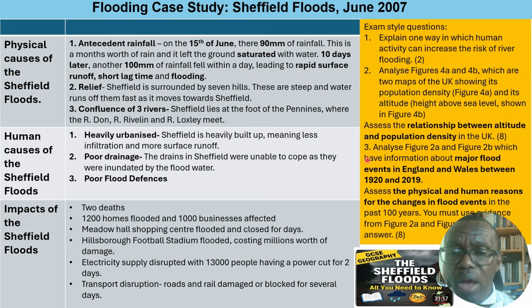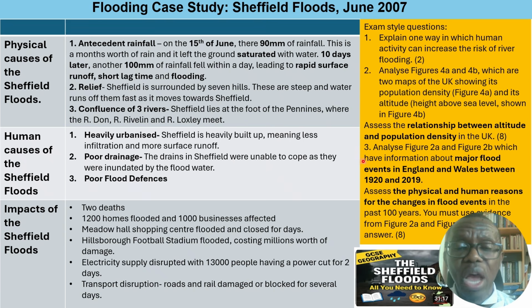And then another question here that is an 8 marker, number 3 here. Analyze figure 2a and 2b, which have information about major flood events in England and Wales between 1920 and 2019. Assess the physical and human reasons for the changes in flood events in the past 100 years. You must use evidence from figure 2a and figure 2b to aid with your answer.